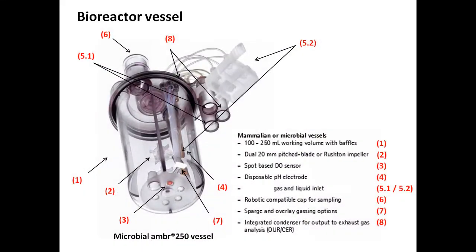Besides the condenser bottle, both microbial bioreactor types share mostly the same features and installations: 2 impellers, a pH probe, liquid addition ports, a sampling port, a head plate condenser, and installations for gases flowing in and out of the reactor.